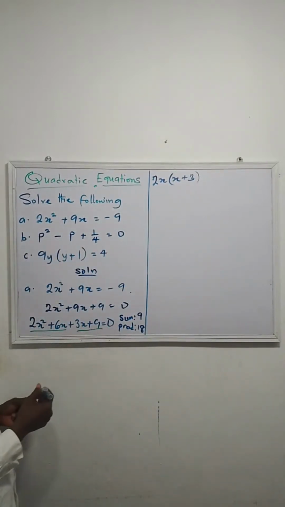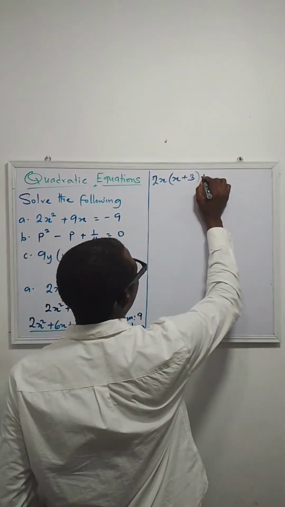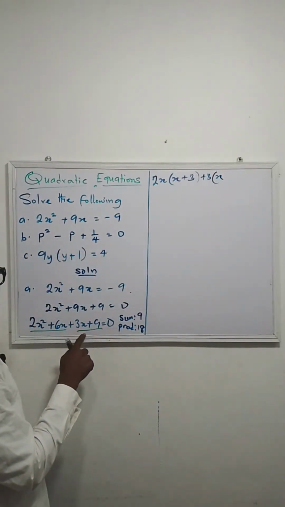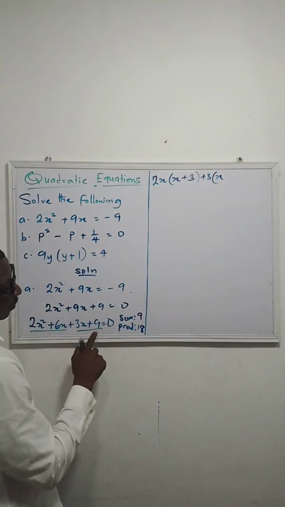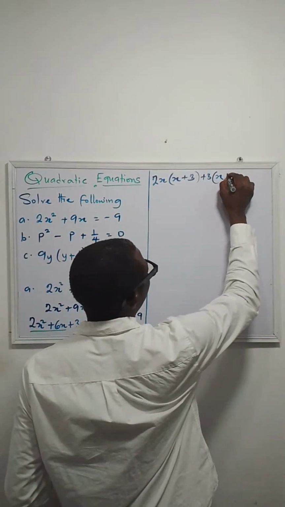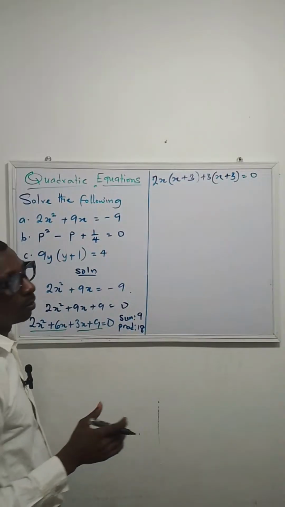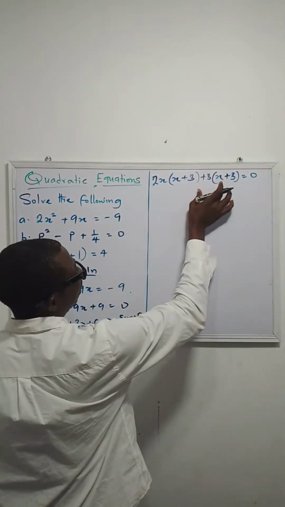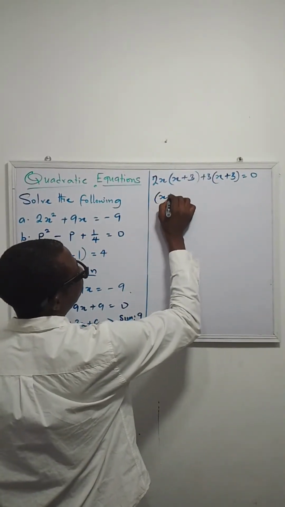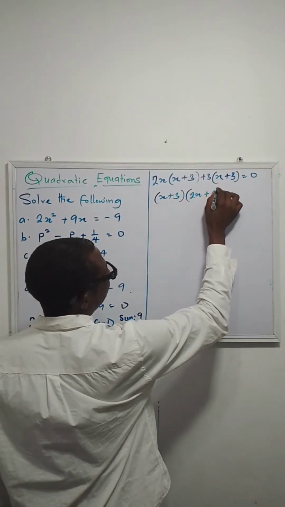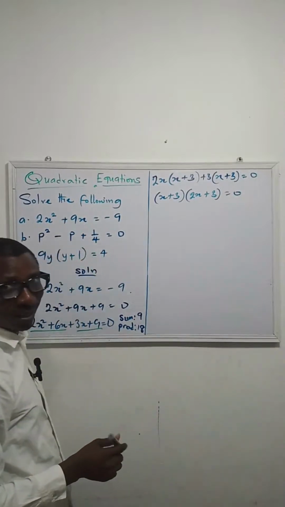What is the GCD here? That's 3. Okay, so we have plus 3. When you divide 3x by plus 3, we have x. Divide 9 by 3, you have plus 3 equals 0. All right, so find the GCD of these two terms. That is x plus 3, times 2x plus 3 equals 0. I hope you get that.